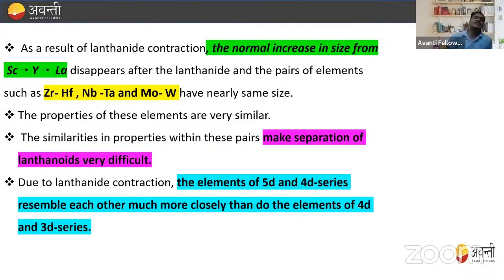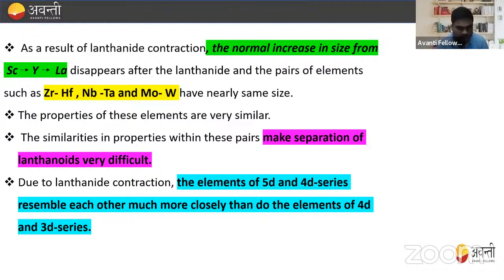The properties of these elements are very similar, and the similarity in properties within these pairs makes separation of the lanthanoids very difficult. So always remember this, the separation of the lanthanoids is very difficult. Why? Because their sizes are identical, they are the same size, right?